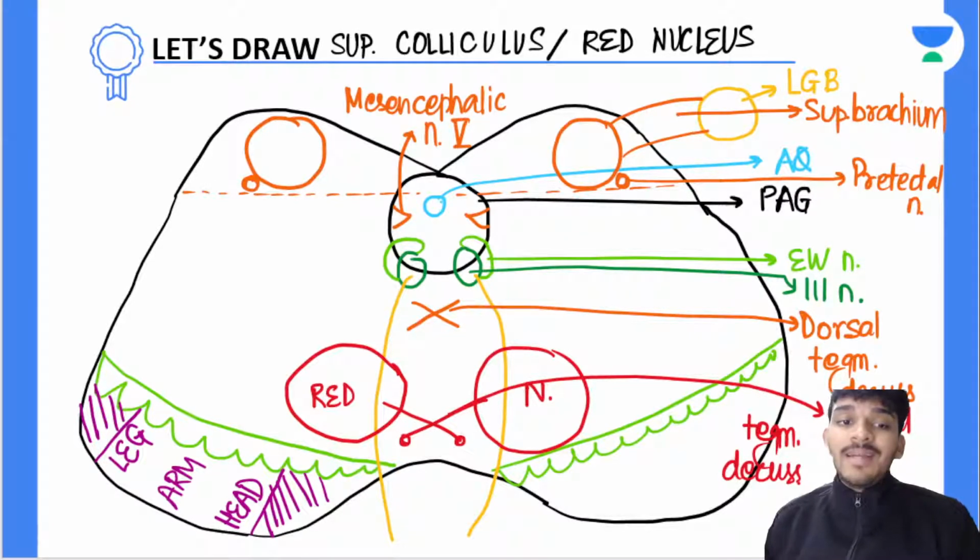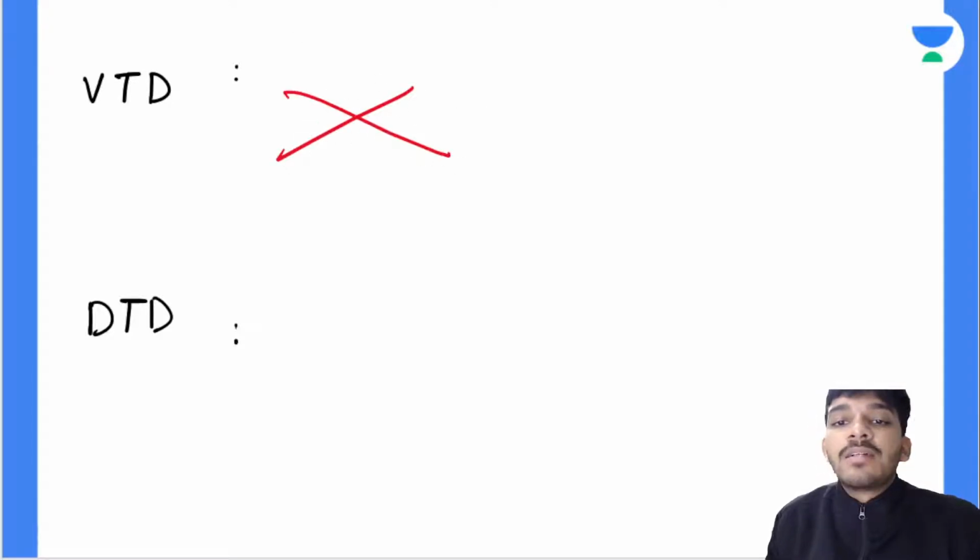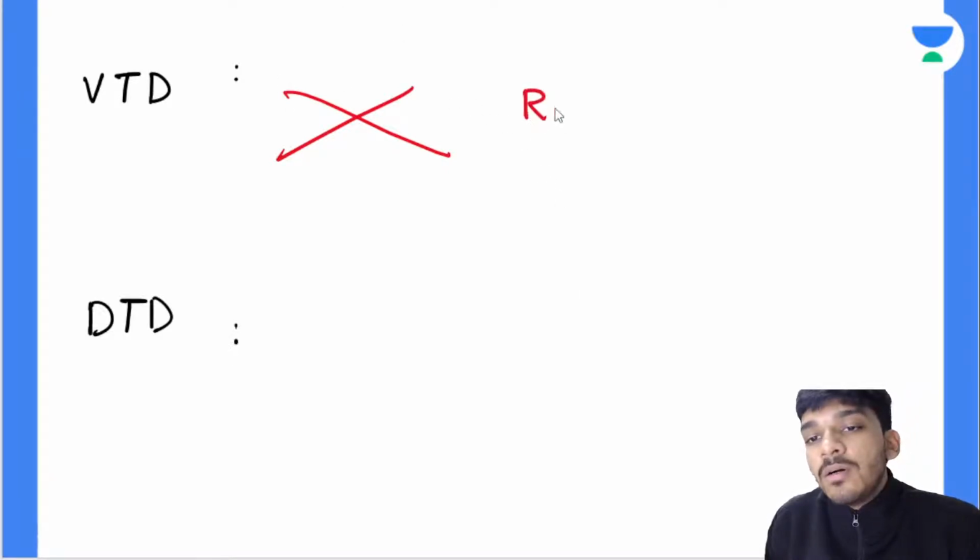Now you will automatically understand due to the colors what is the ventral tegmental decussation and the dorsal tegmental decussation. So it is the crossing over of which tracts? The descending axons from the red nuclei to form the rubrospinal tracts.